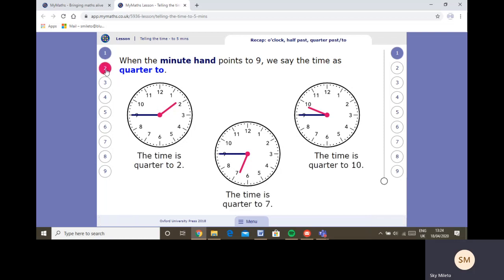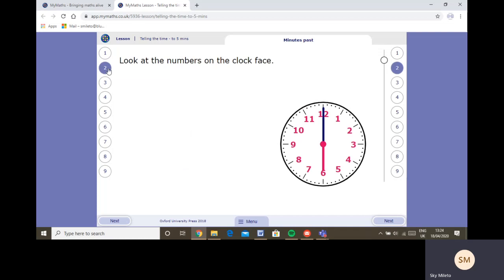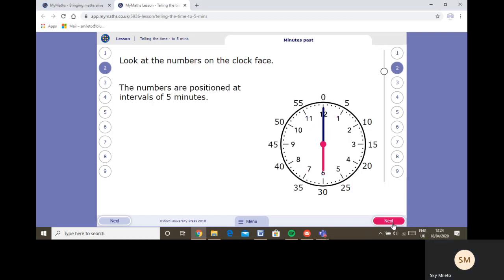So that's our starter recap, and now we're moving on. It says, look at the numbers on the clock face. We've got 1, 2, 3, 4, 5, 6, 7, 8, 9, 10, 11, and 12. We all know a clock face has 12 numbers. The numbers are positioned at intervals of 5 minutes. We went through this before as well. 5 minutes. So you can see the numbers around the side, not on the clock, but around the side.